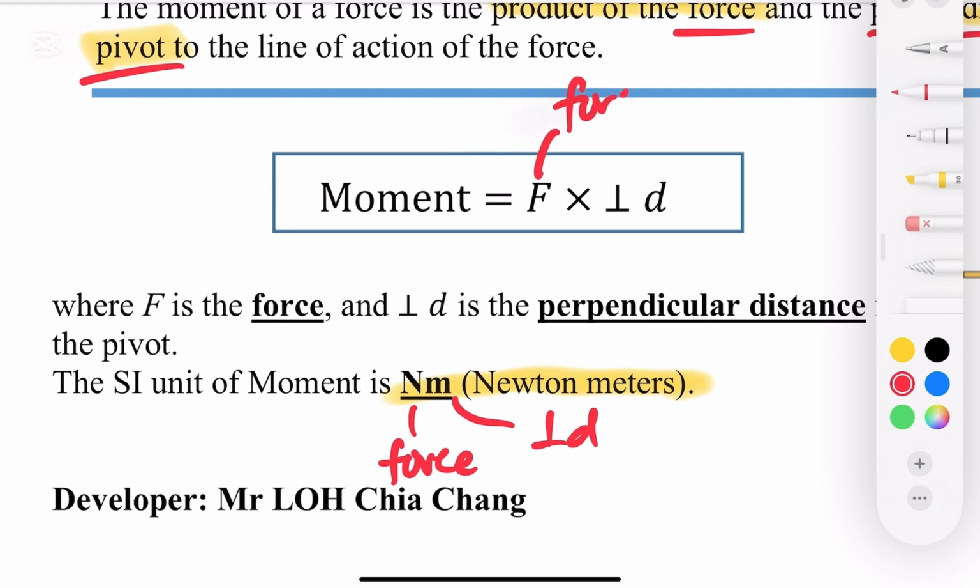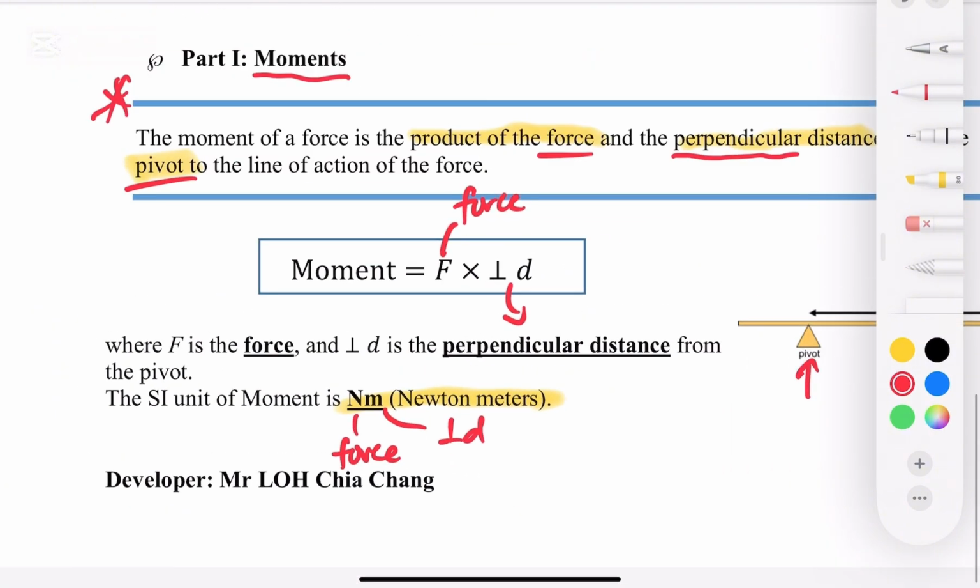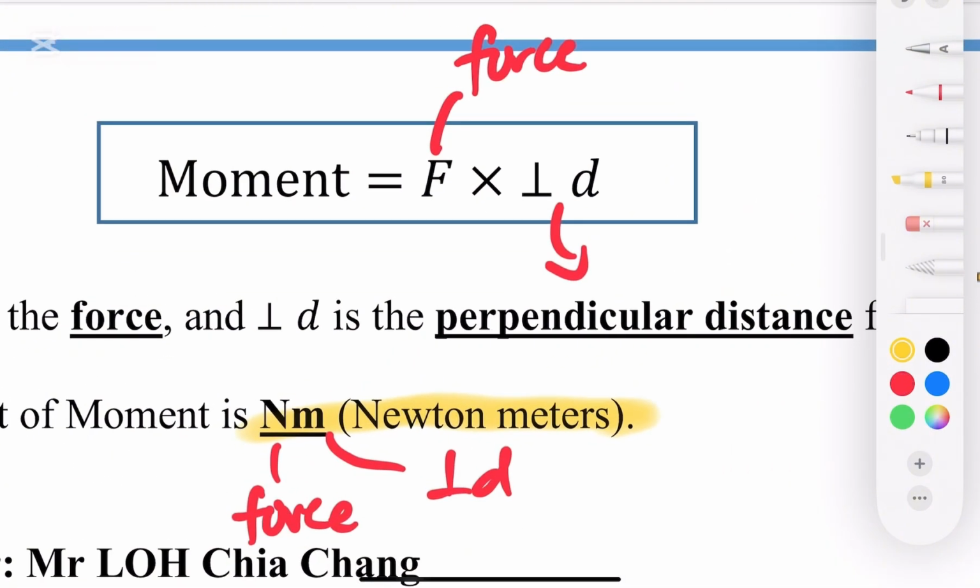So let's label a little bit. This is the force that causes the rotation, and this is the perpendicular distance. It's a very simple formula, but I just want to emphasize that we have to write this perpendicular. This symbol here represents perpendicular. You can choose to write it like this, like you have learned in mathematics, where you use a square to represent a 90-degree angle.